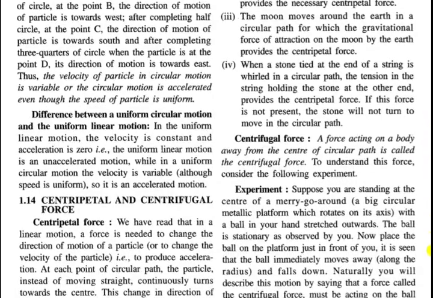Now, what is the difference between uniform circular motion and uniform linear motion? In uniform linear motion, the velocity is constant, as we have seen, and acceleration is 0. No acceleration is produced in uniform linear motion. It is an unaccelerated motion, while in uniform circular motion, the velocity is variable, the speed is uniform, but the motion is accelerated.